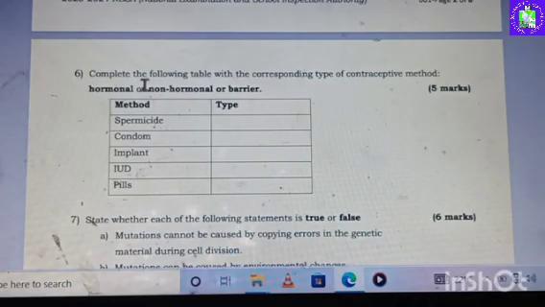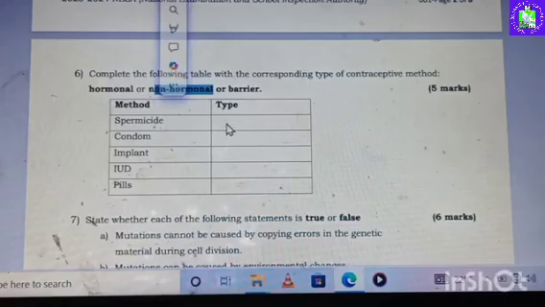Question number 6. Complete the following table with the corresponding types of contraceptive methods or family planning. Here we have hormonal, non-hormonal, or barriers. Let me start with A. Spermicide. Is it hormonal, non-hormonal, or barriers? Spermicide is non-hormonal.